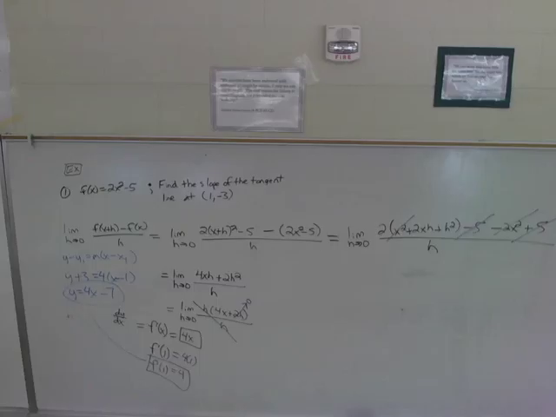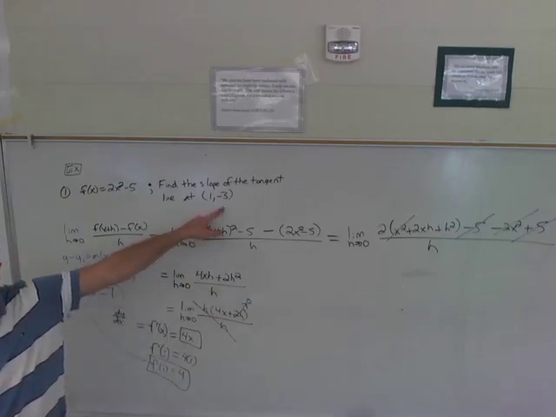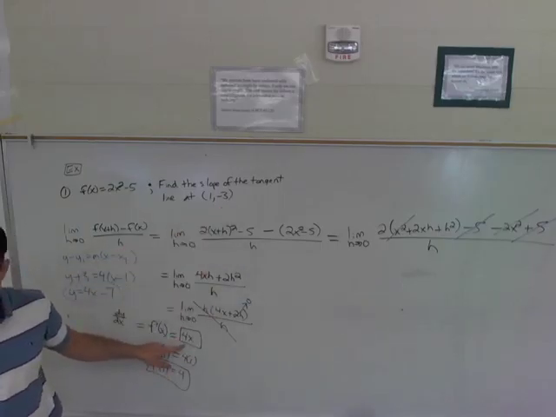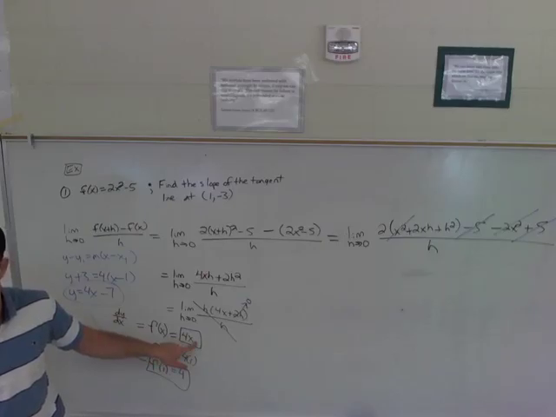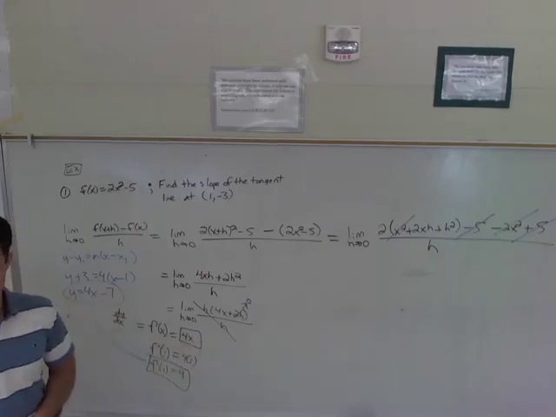Why did I pick 1? Because that's the x coordinate for that point. This describes how to do it for any point. It says for any x value. So if they give you a specific point, plug it in. You're done.